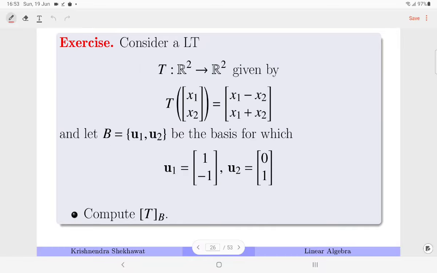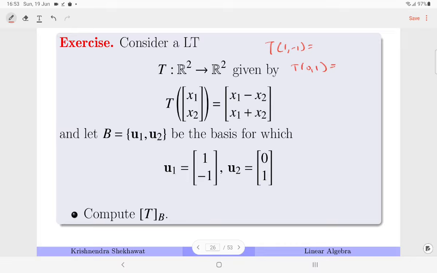So it says that basis B is given because V is equal to W, and we need to compute T_B. So the first step is to compute T of V1 and T of V2, which means I must compute T of (1, -1) and T of (0, 1). After computing it, we will use the previous method.